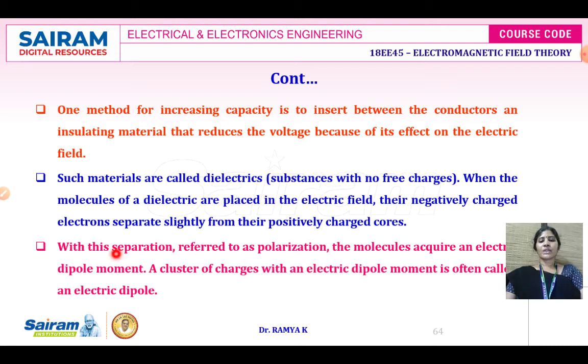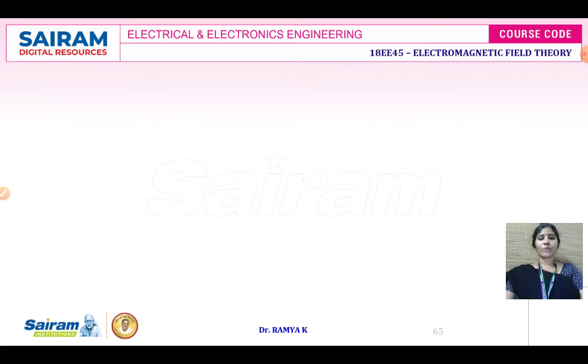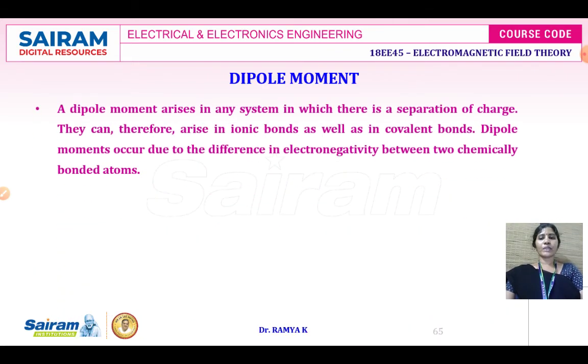This separation is referred to as polarization. So when you are moving the plate to and fro, the distance is going to reduce, which in turn causes a polarization of the molecules. The molecules acquire an electric charge separation, and this is known as your dipole moment. A cluster of charges with an electric dipole moment is often called an electric dipole. A dipole moment arises in any system in which there is a separation of charges. They can therefore arise in an ionic bond as well as in a covalent bond.